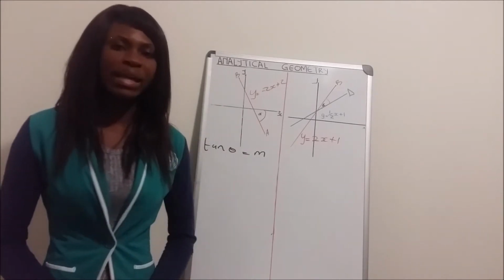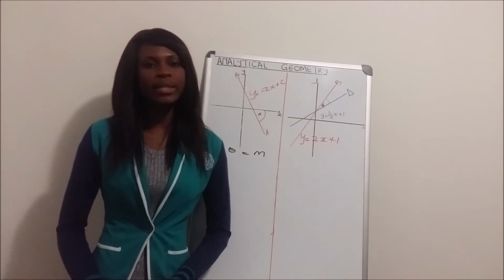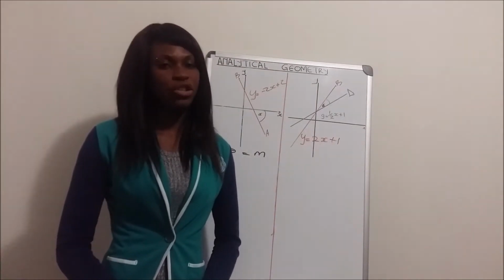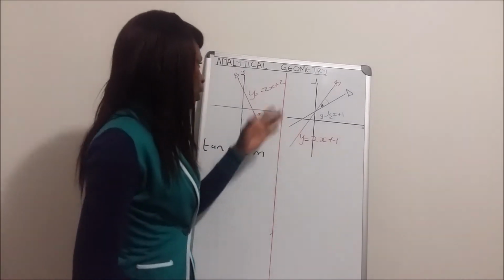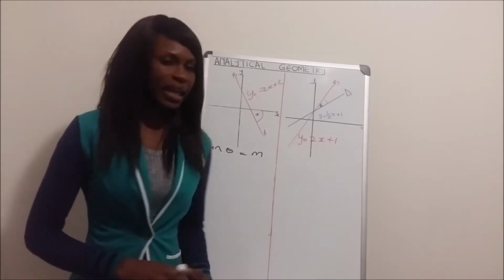Alright, let's look at the first question, where we have a straight line with the equation y equals negative 2x plus 2. We know the standard equation of a straight line is y equals mx plus c, and for this one we already have our gradient, which is equal to negative 2.